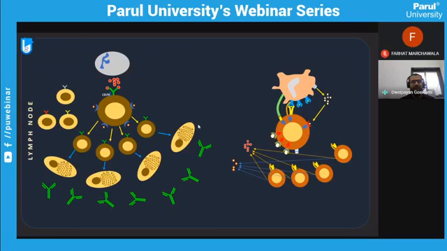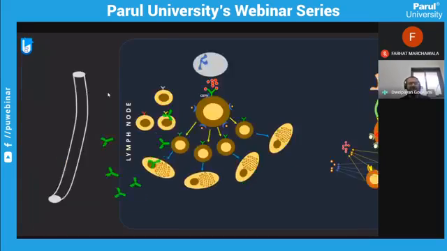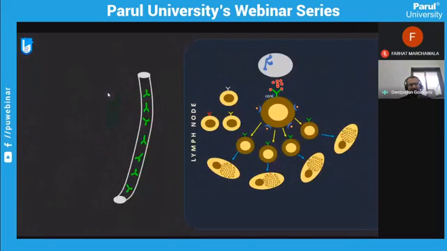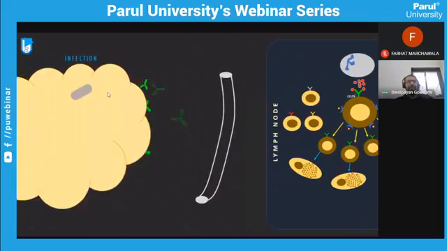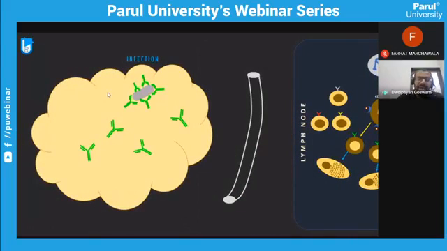But that doesn't mean that the immune system is not doing anything. Till 7 days, the neutrophils and macrophages are trying to control this infection somehow. Again, what is the function of these antibodies? Once they are released, they attach to the bacteria.